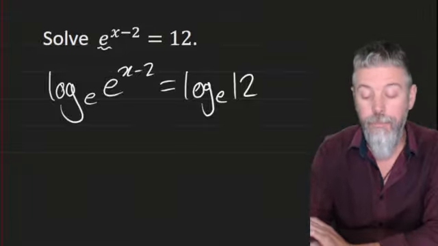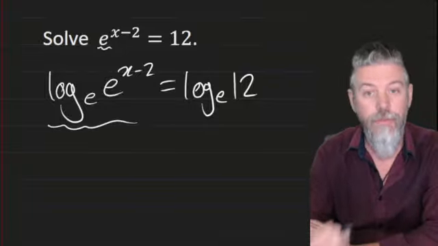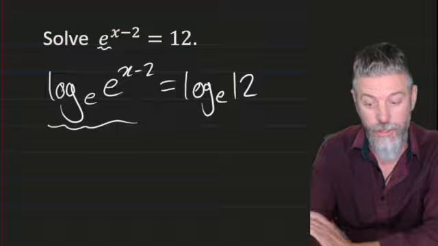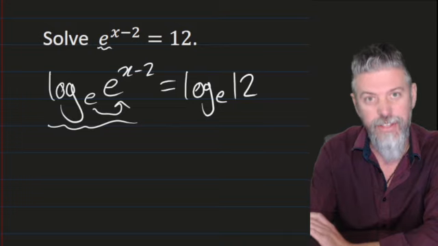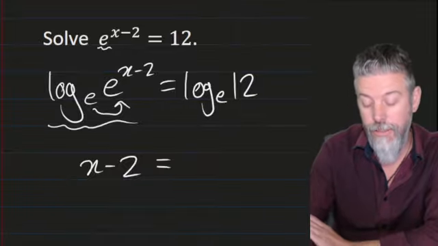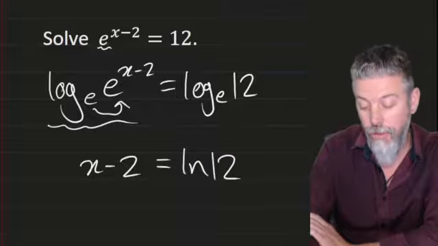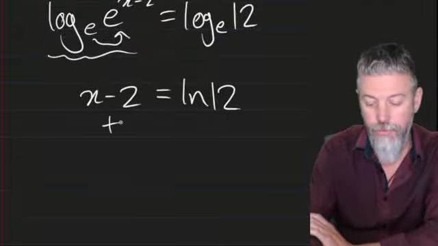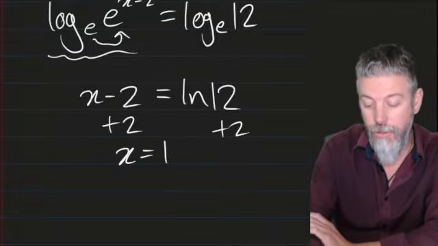Okay, so when we do that, this here is going to undo the raising to the power. It's going to bring it back down. So essentially it's like this e is cancelling out this e here, and we get x minus 2 is equal to, now log base e is often written as ln, the natural log, of 12. And then of course, we're just solving this equation as per usual. So we're adding 2 to both sides, and we get x equals ln 12 plus 2.